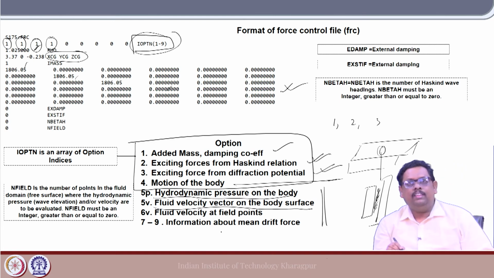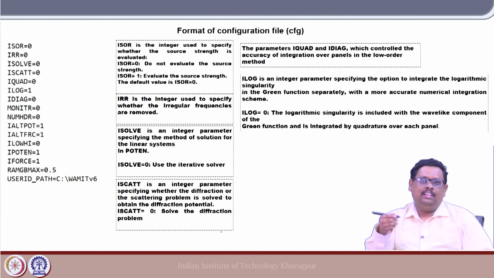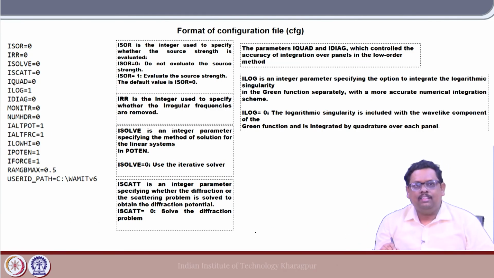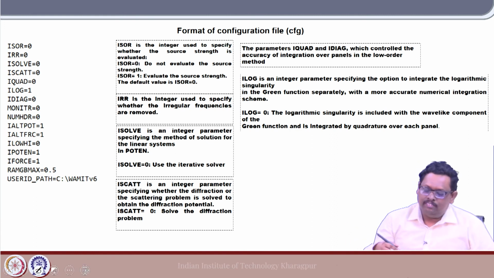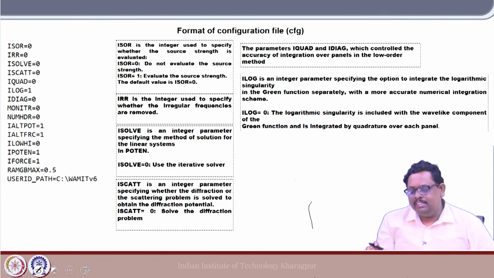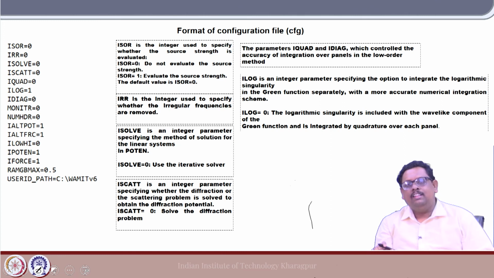So, this is about the FRC file, and this is how we configure the computer. Okay. You can follow the WAMIT manual; it is written over here, how to set your RAM and all other things. So, over here, you can control that through this CFG file.